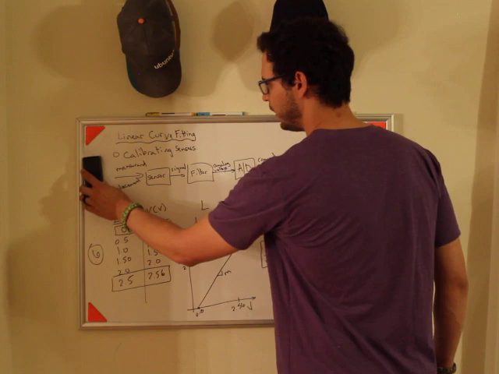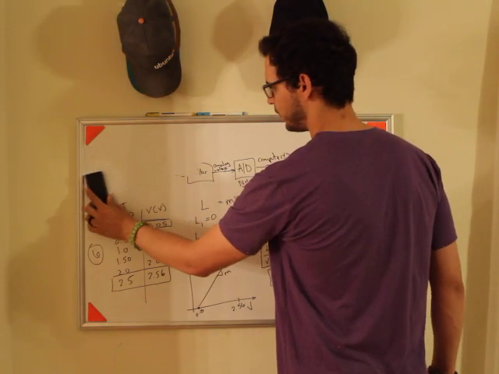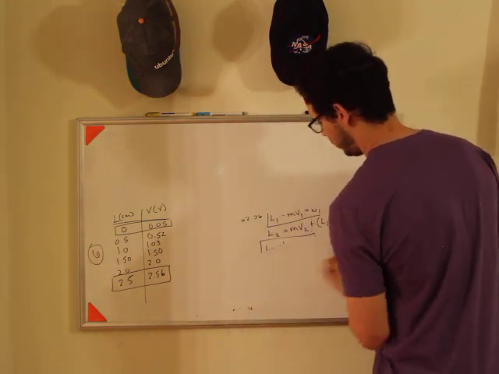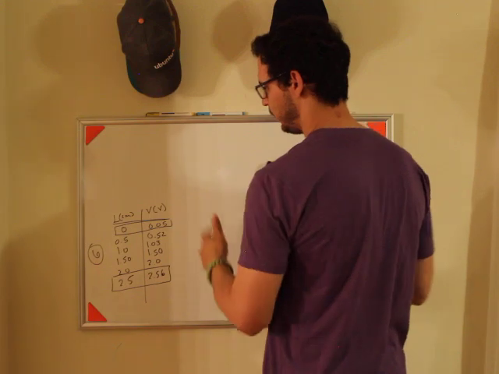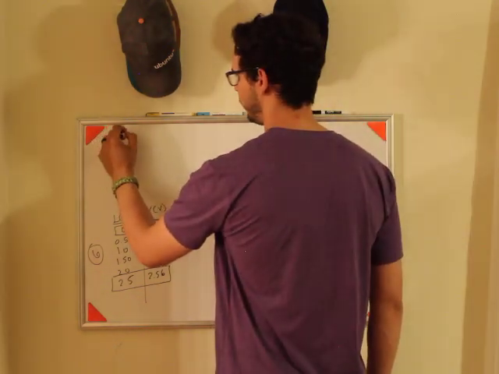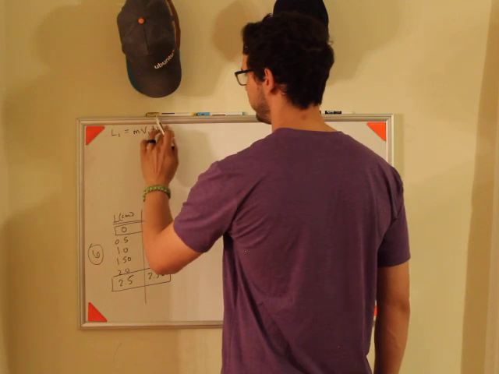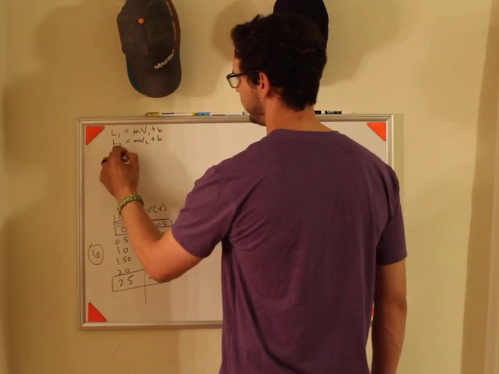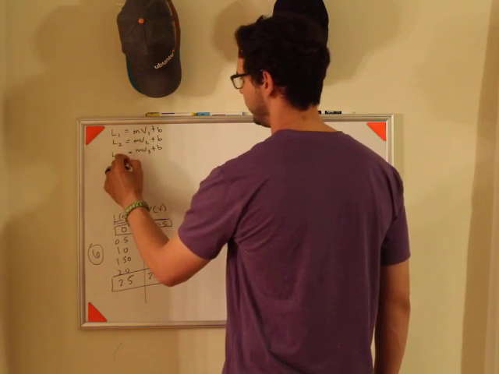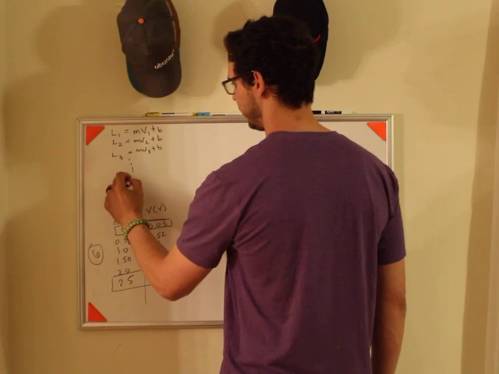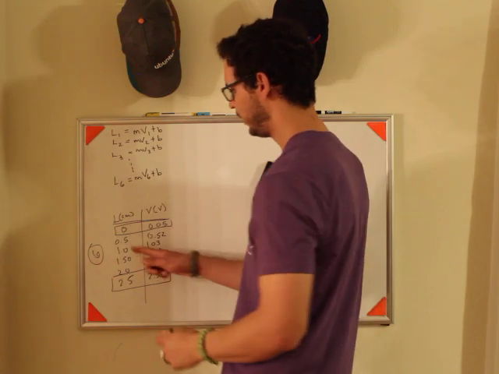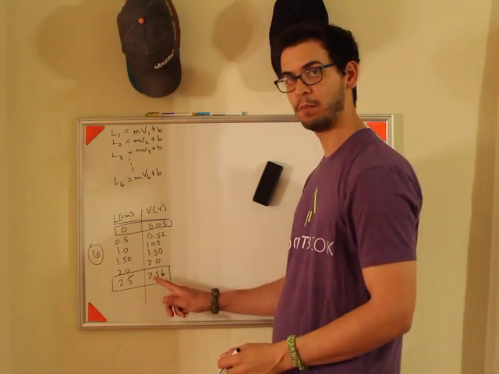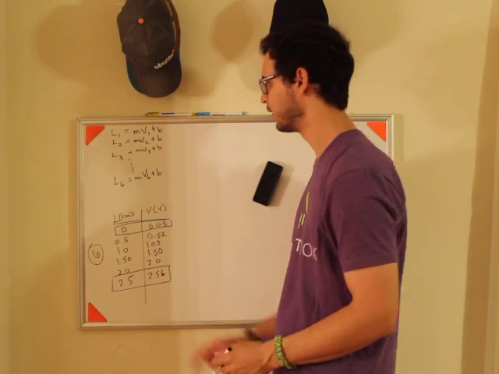Okay, so I'm going to keep the data, but I'm going to erase everything else. And what I'm going to do is look at my equations. What I really have is L1 is M V1 plus B, and then L2 is M V2 plus B. L3 is M V3 plus B, and so on and so forth, all the way down to L6 is M V6 plus B. And this is L1, 2, 3, 4. This is all of the L's, and these are all of the V's.